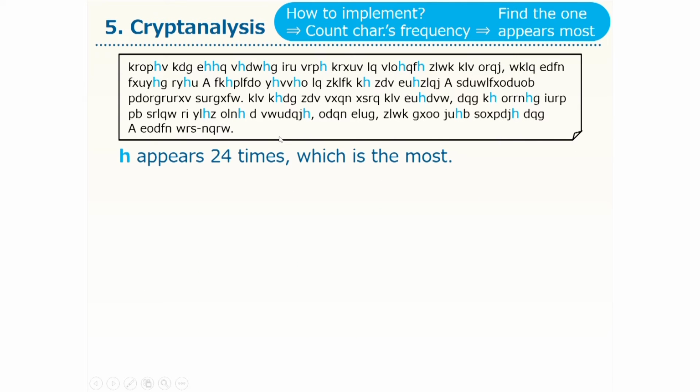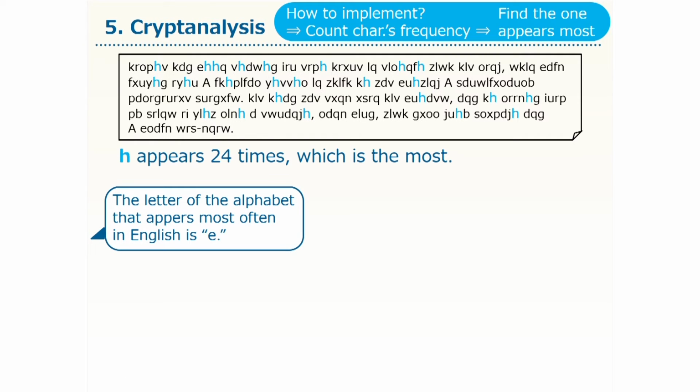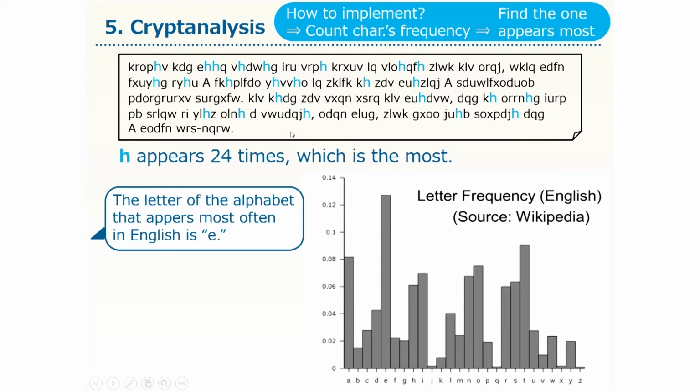For example, let's assume we succeeded making this program, and by counting the frequency on this ciphertext, we learned that H appears most often. In fact, in this example, H does appear 24 times, which is the most. Considering only lowercase letters, the letter of the alphabet that appears most often in English is E. For example, using a graph taken from Wikipedia, we can see from the large amount of data that the frequency of E is very large here. Note that the difference from the second or the third best is quite large.